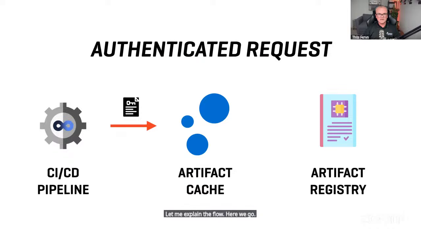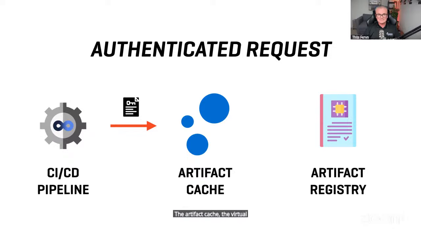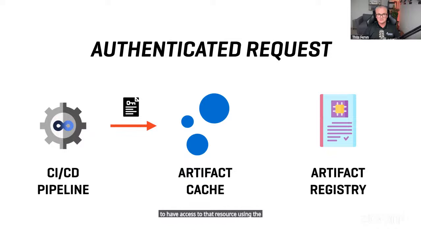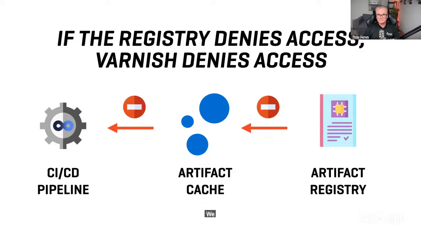A CI/CD pipeline, or a developer, does an authenticated request. The artifact cache, the virtual registry, gets it and needs to validate whether this user is allowed to have access to that resource using the credentials passed along. We are not going to reinvent the wheel or implement custom access control logic. We actually forward the token, the authorization credentials, to the artifact registry. We're piggybacking on top of it. And if it's not allowed, we just deny access.